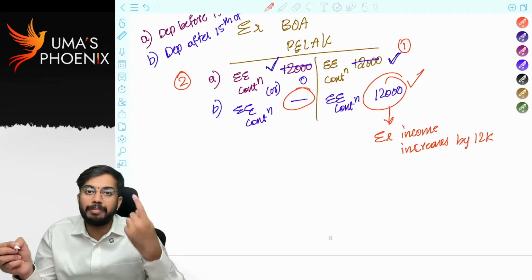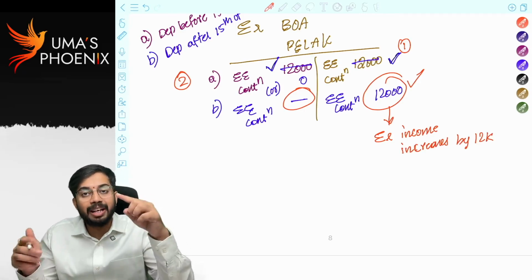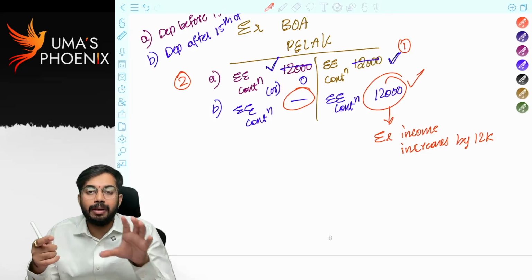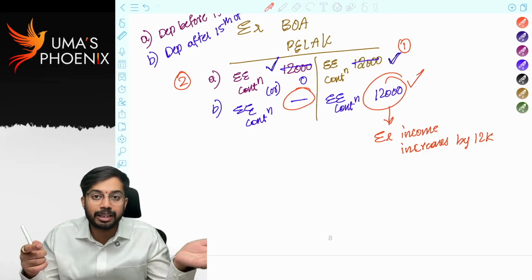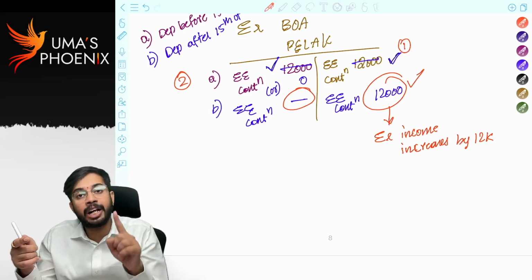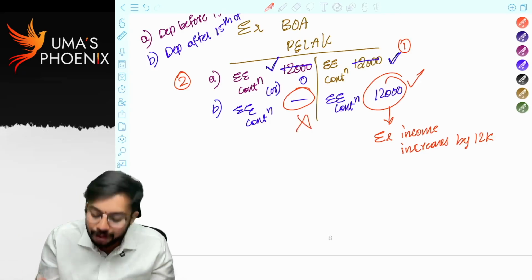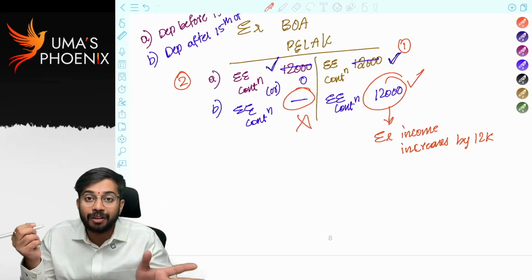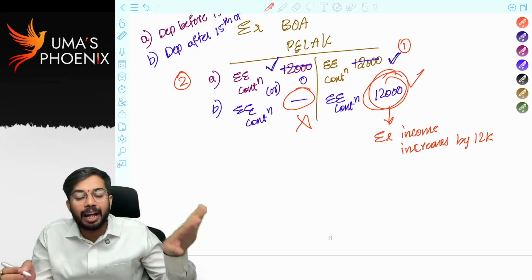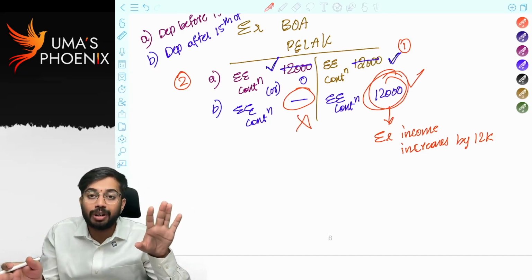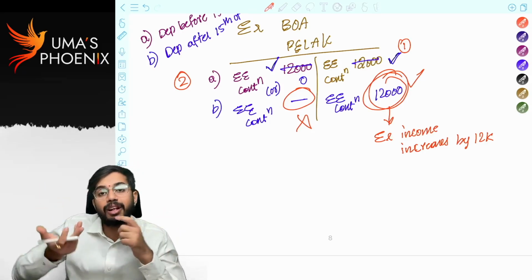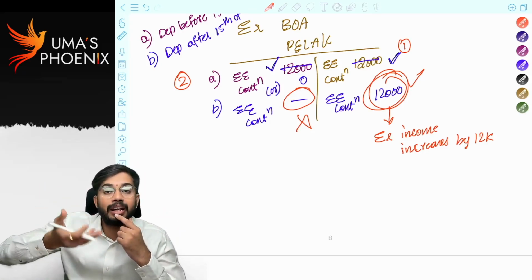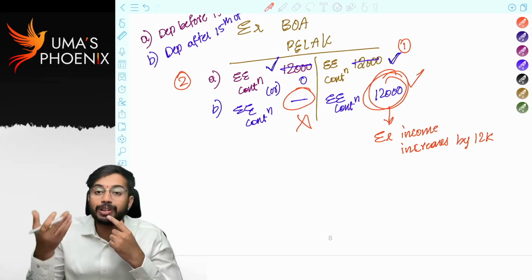Whenever employer income increases, tax also increases. See, employer paid 12,000 rupees after 15th of next month. But as per provisions of Income Tax Act, if it is paid after due date of PF account, it is not allowed as expenditure. If it is not allowed as expenditure, income will remain like that only. Expenditure is not allowed. So transaction is not getting nullified. Employer income is increasing by 12,000. Whenever employer income increases by 12,000, tax also increases.